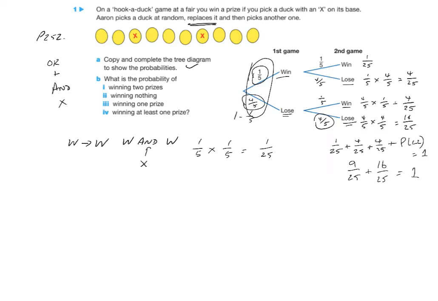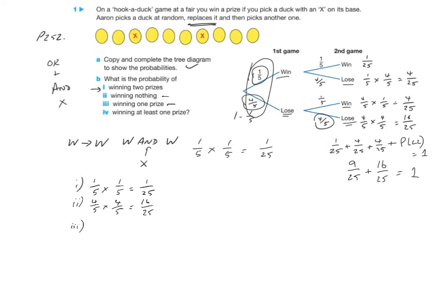So let's go back to answering the questions in the question. Winning 2 prizes. So one, well, we've got that. Winning 2 prizes is going to be 1/5 times 1/5 equals 1/25. Always show your working, people. Question 2, winning nothing. So that's going to be lose. So that's 4/5 times 4/5 is 16/25.